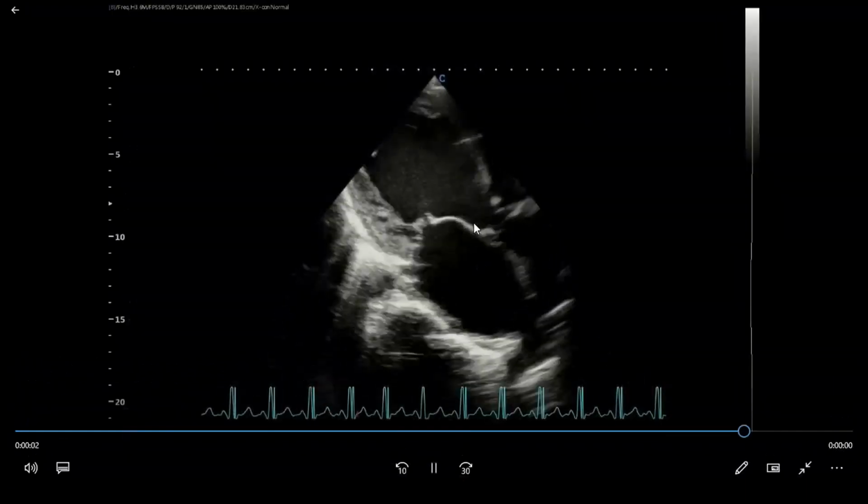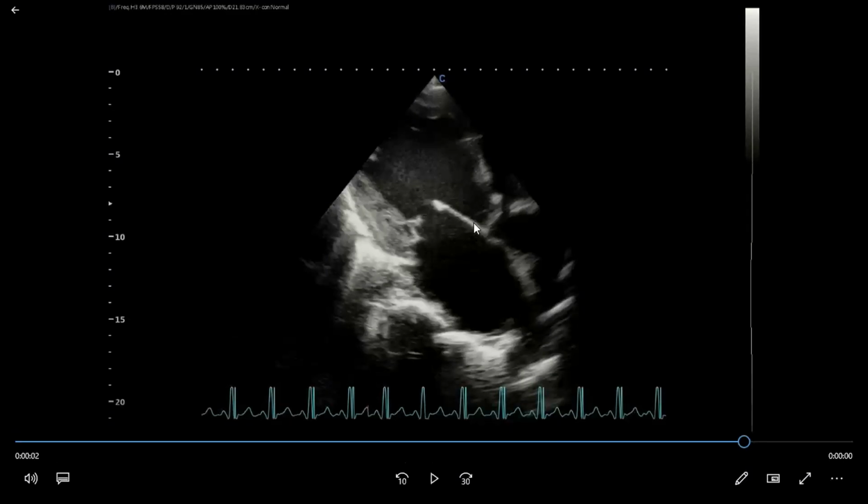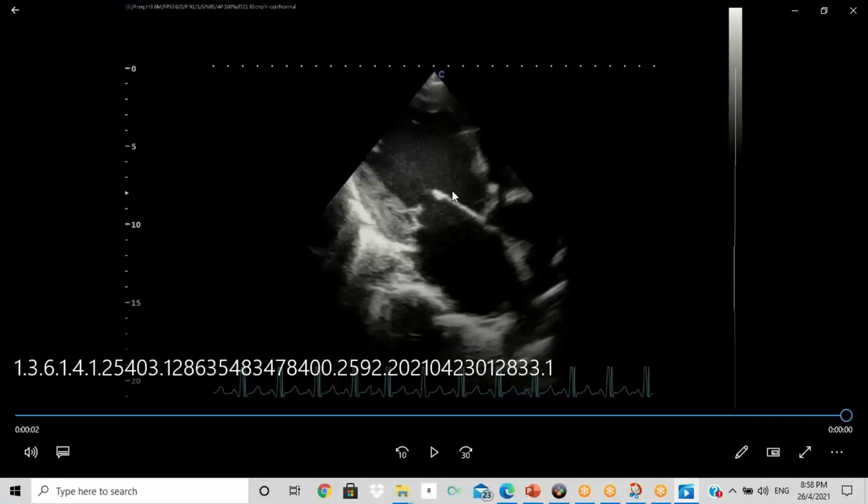Okay, this is your three-chamber view. If you do further counterclockwise rotation, you get the three-chamber view. This is the inferior lateral wall. This is the anterior septum. Okay, the LVOT is right there. The aortic valve is right there.